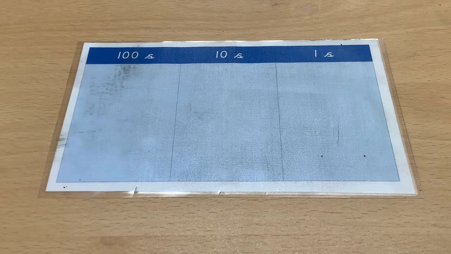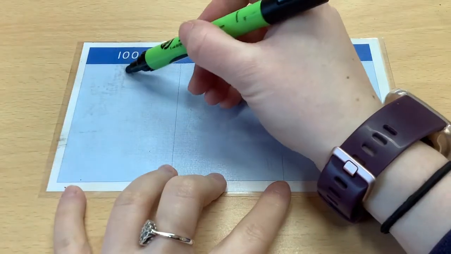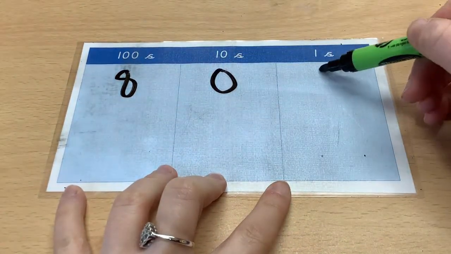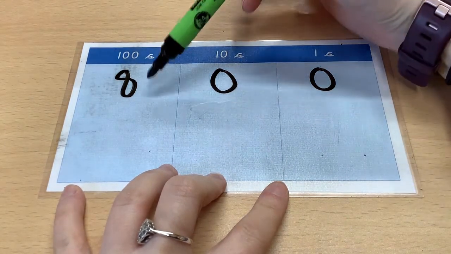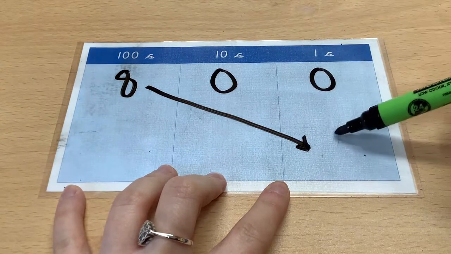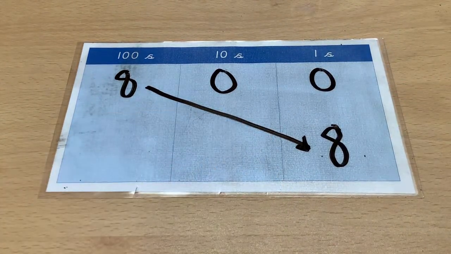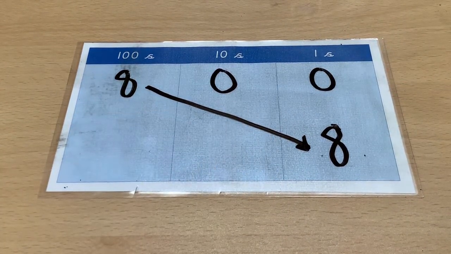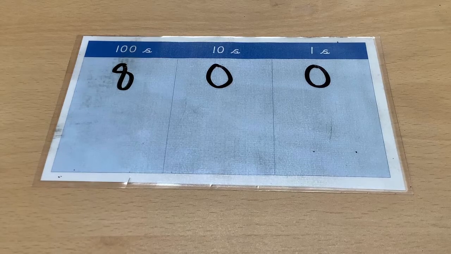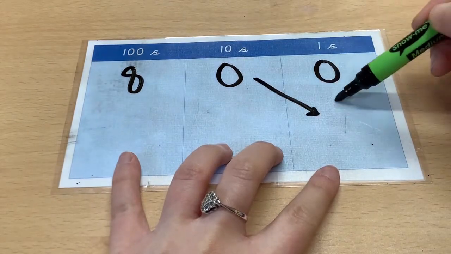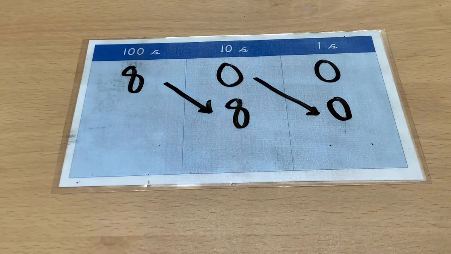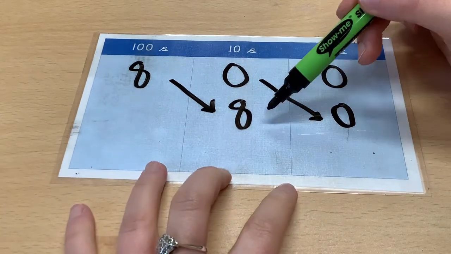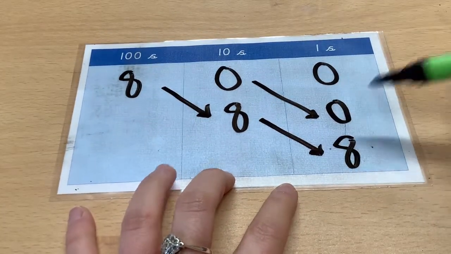Finally, we're going to do 800 divided by 100. 800 is made of 8 hundreds, 0 tens, 0 ones. In the one-step method, where you divide by 100 straight away, the 800s become 8 ones, and it shows us that the quotient of 800 divided by 100 equals 8. For the two-step method, we're going to divide by 10 first, so the 0 tens become 0 ones, and the 800s become 80 tens, and then 80 divided by 10, the 8 tens become 8 ones.